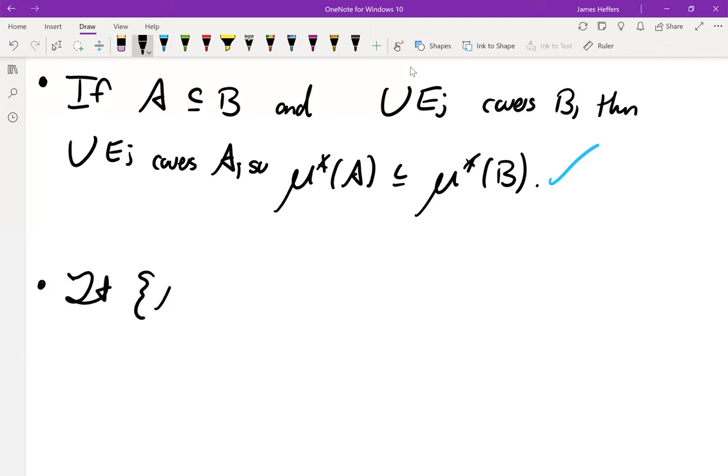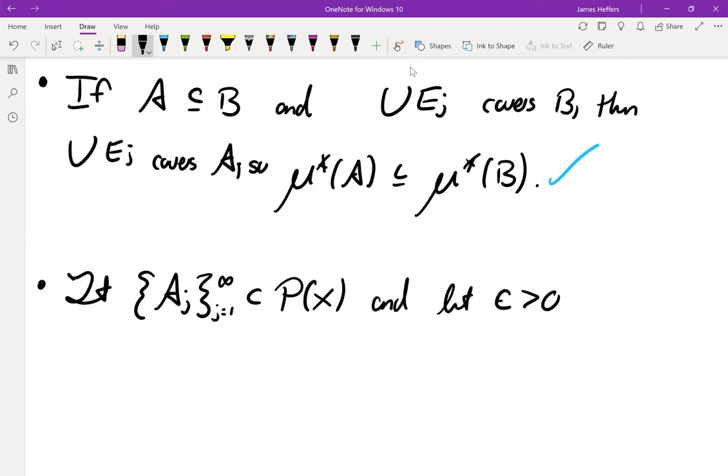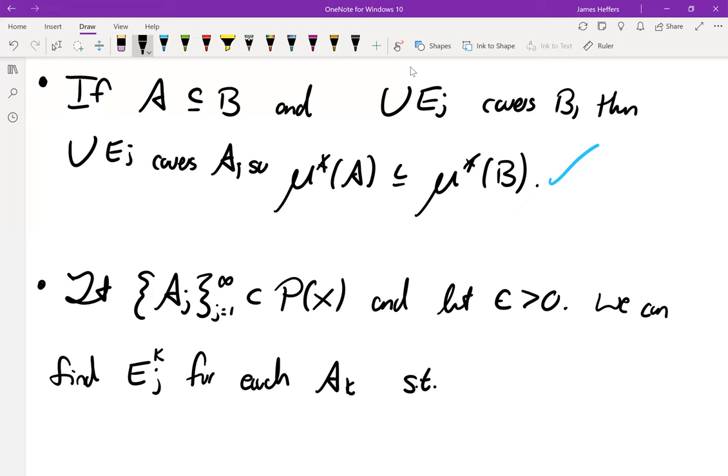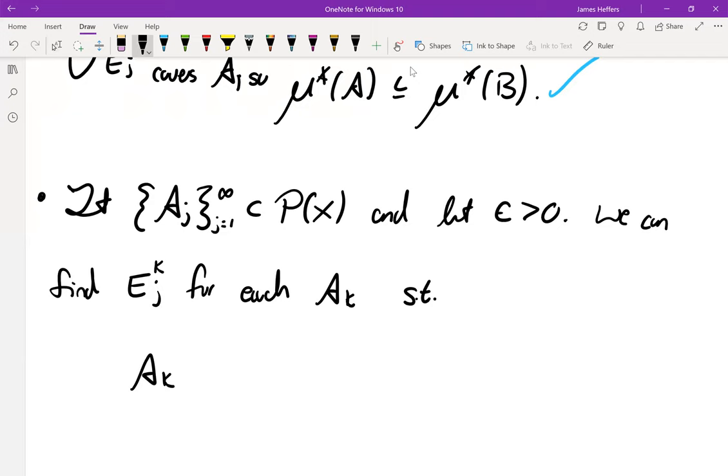So we will let a collection of A_J be some subset of this power set of X. And we're going to let epsilon greater than zero be arbitrary. So we can find E_J superscript K, for each A_K, such that A_K is going to be a subset of that union. Now, bear in mind here, just so this double notation isn't too confusing, we're unioning over the J's. The K just denotes that it's a cover for the A_K. But we can find it such that A_K is contained in it.